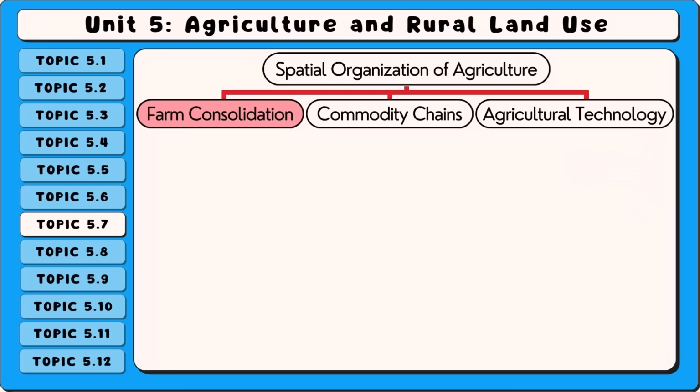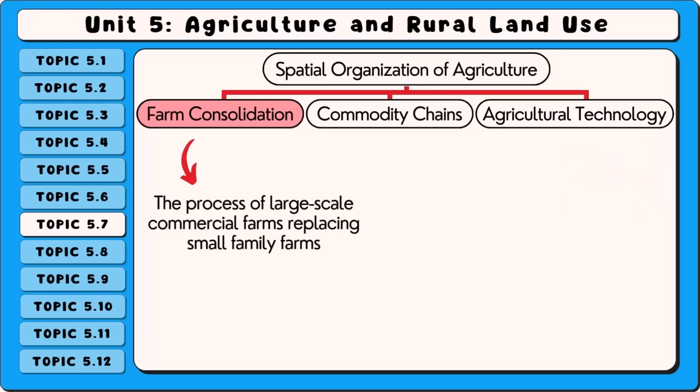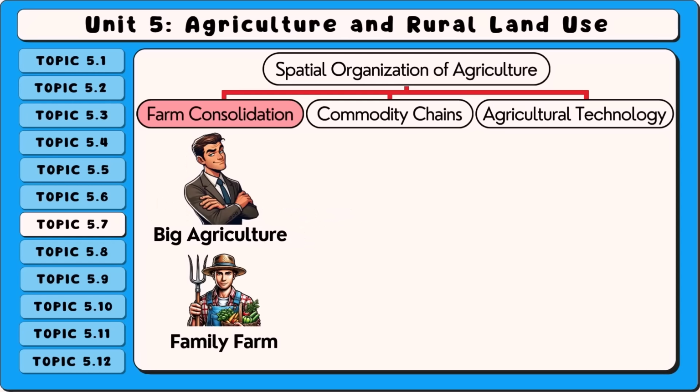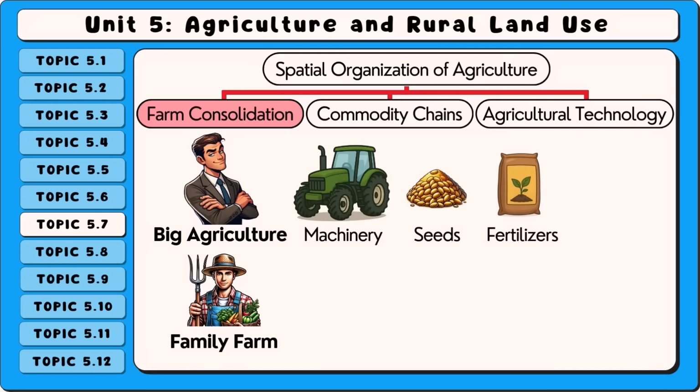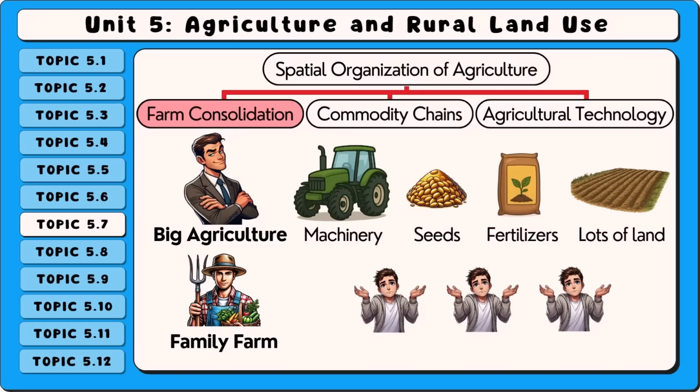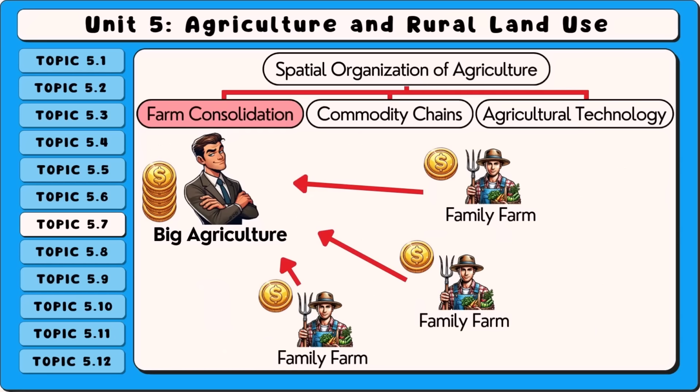Let's start with farm consolidation, which refers to the process of large-scale commercial farms replacing small family farms. This is because big agricultural companies can afford expensive machinery, buy seeds and fertilizers in bulk, and use large areas of land to lower their costs. Small family farms often can't compete with these advantages, so many have shut down or been bought out. This shift is changing the landscape of farming and who controls food production.